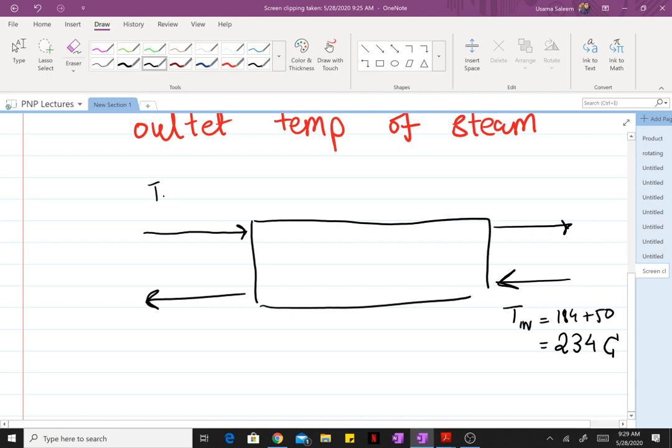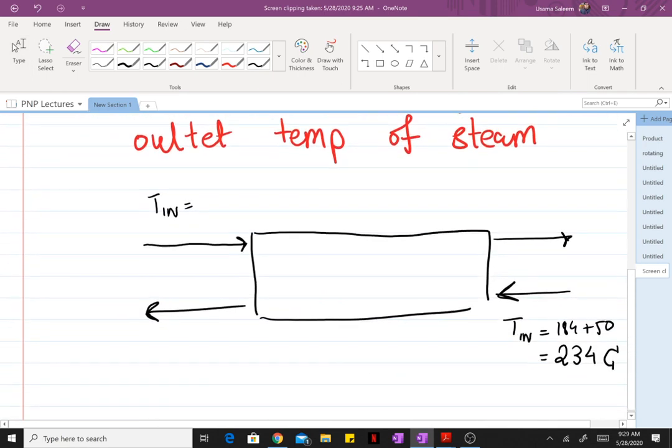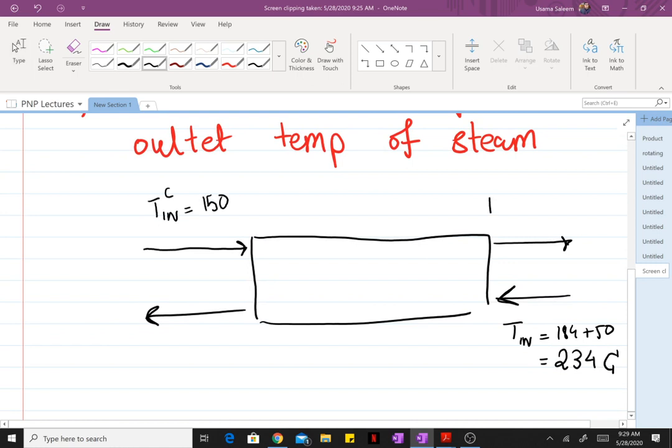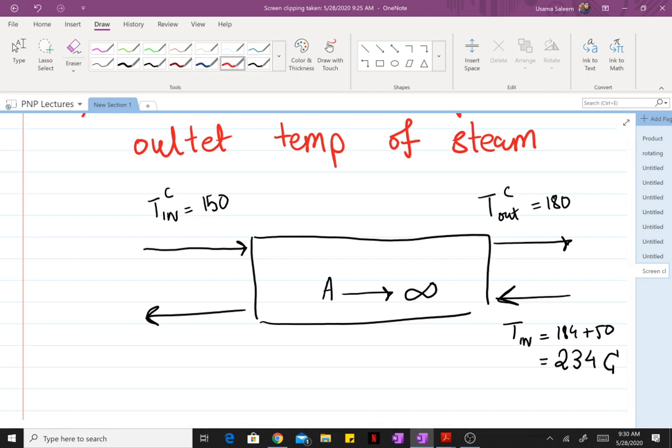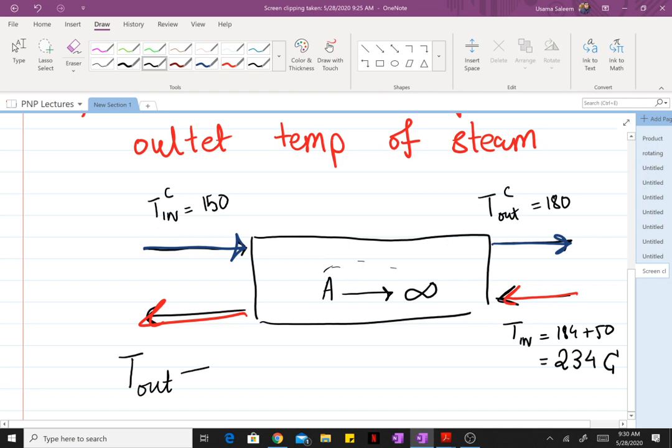And our process stream was entering at 150, and it needs to be heated up to 180. So okay, let's see. If your heat exchanger was infinitely long, both of these streams, your hot stream and your cold stream, their temperature is going to mimic the action of mixing both of these streams together. As the area of the heat exchanger tends to infinity, the outlet temperature of our heating utility is going to tend to 150 degrees Celsius, which is the inlet temperature of the cooling utility.